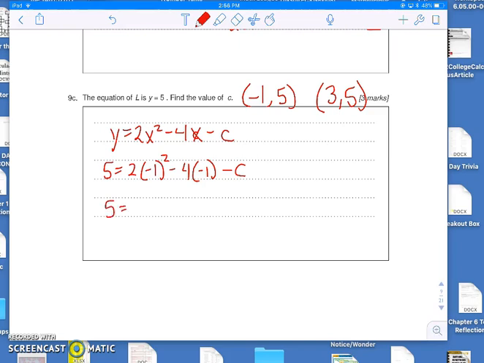So 5 equals negative 1 squared is 1. 1 times 2 is 2, plus 4 minus c. So 5 equals 6 minus c, so c has to equal 1.